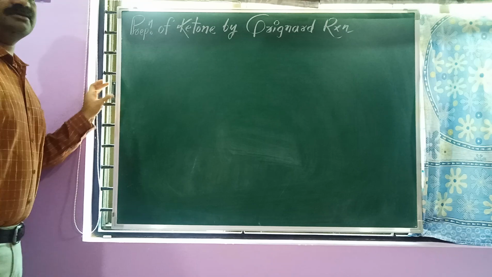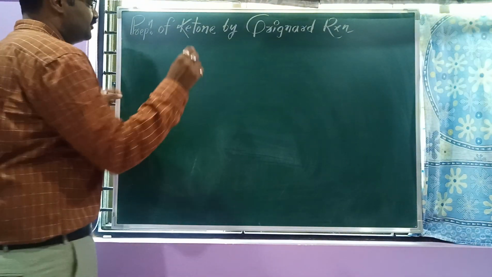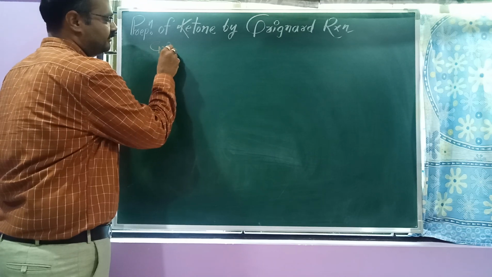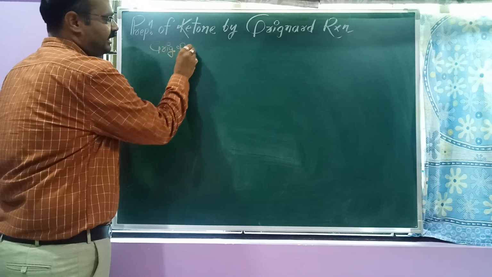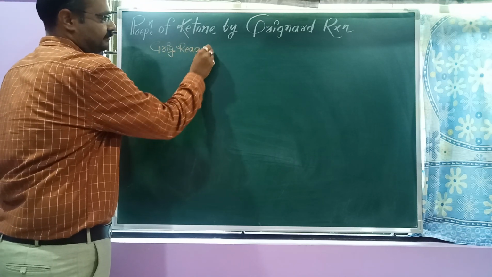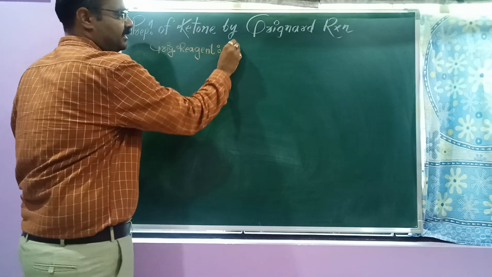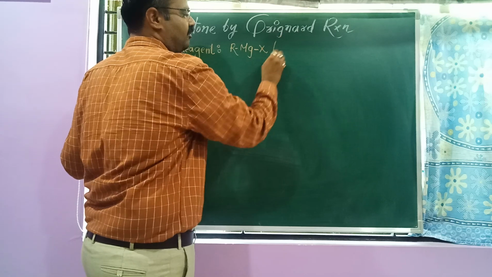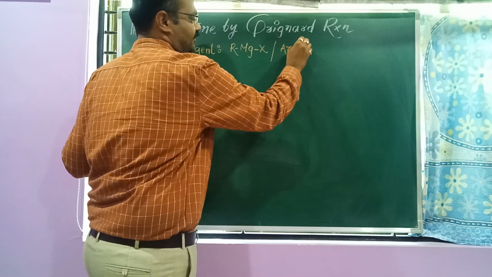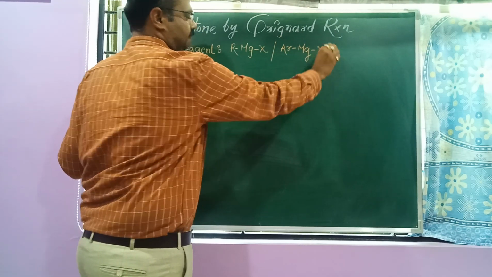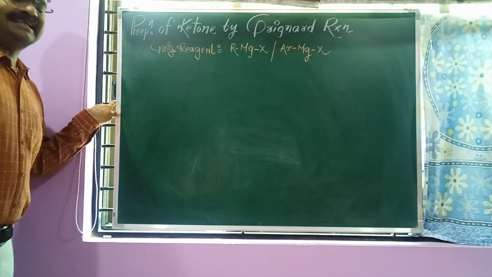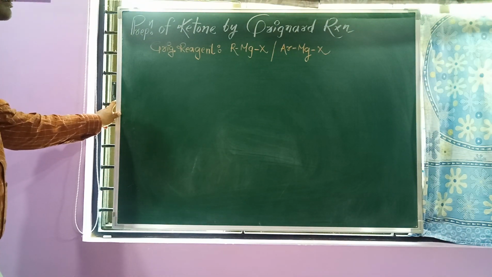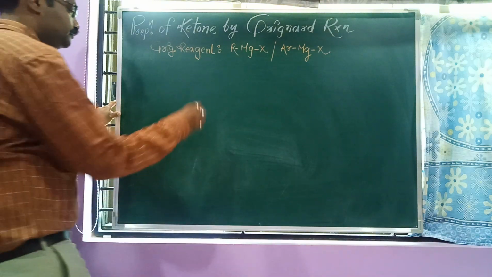We understand Grignard reagent is alkyl or aryl magnesium halide. I am writing here Grignard reagent. It is denoted by RMgX or ArMgX. Alkyl or aryl magnesium halide is our Grignard reagent.